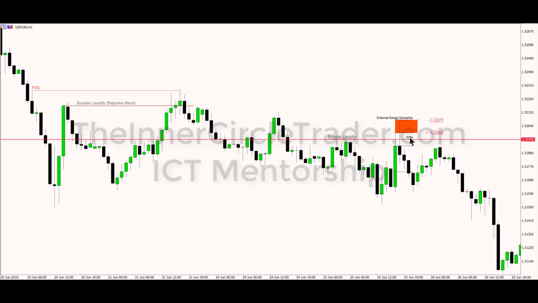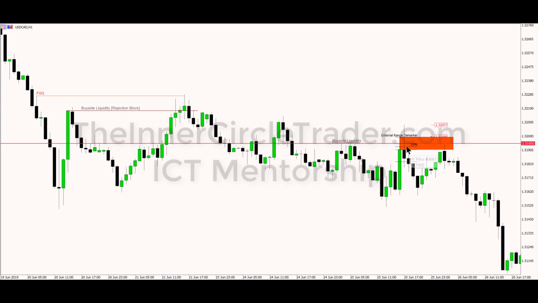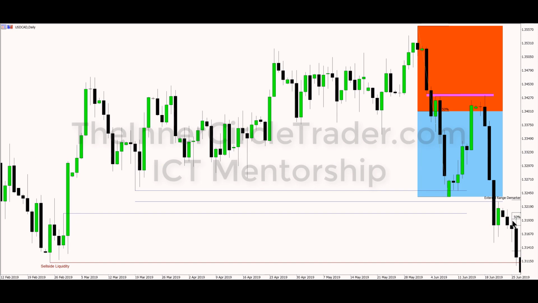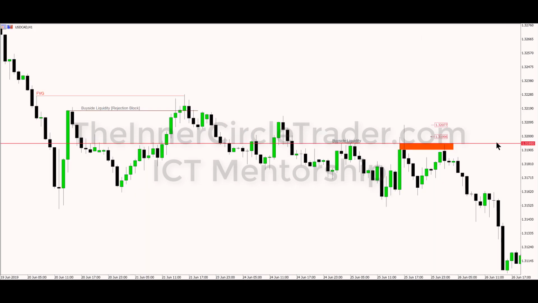So what you would do is you would now use the rejection block. So you have the rejection block, which is the highest up close, and to that 95 level, 31.95. So in this area here, we could be going short. Also, again, basing it on the external range demarker relative to the wicks on the daily chart, and then transferring it to an hourly chart, that 31.95 level, and the previous premium array, which is the rejection block. Notice there's no bearish order block in this range.